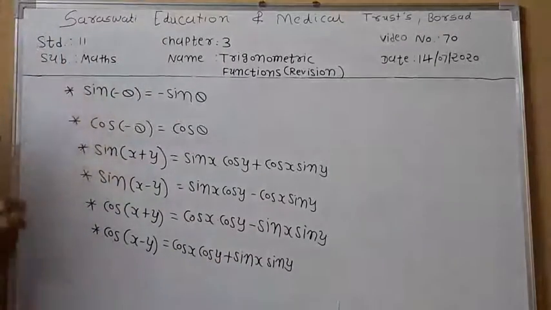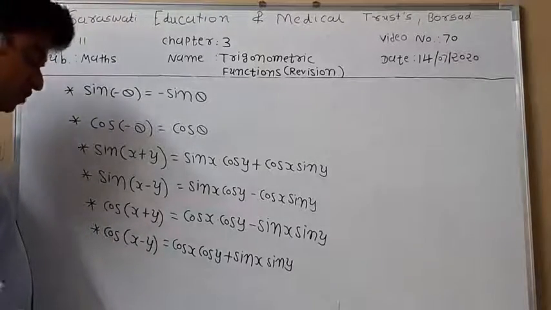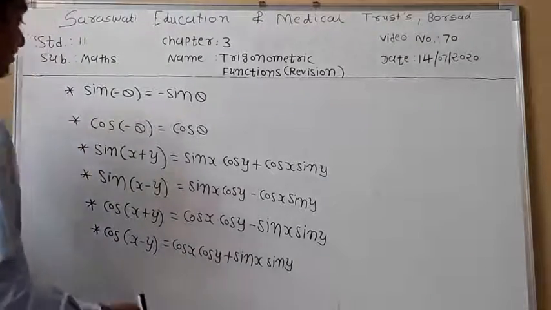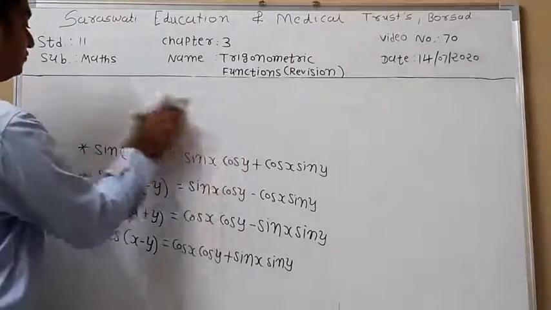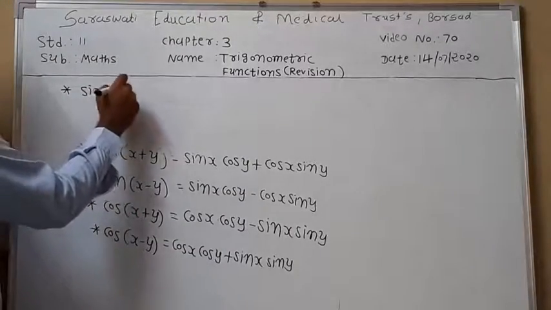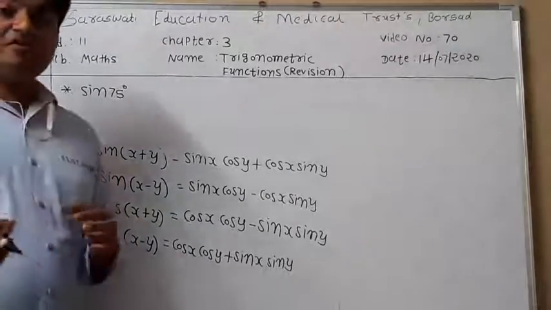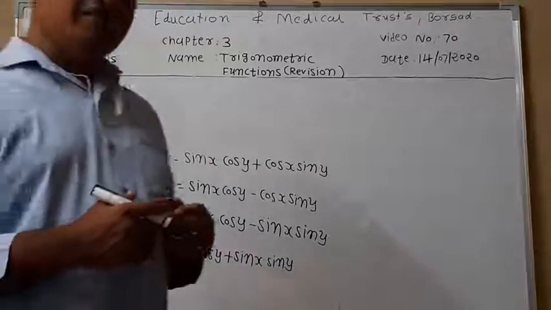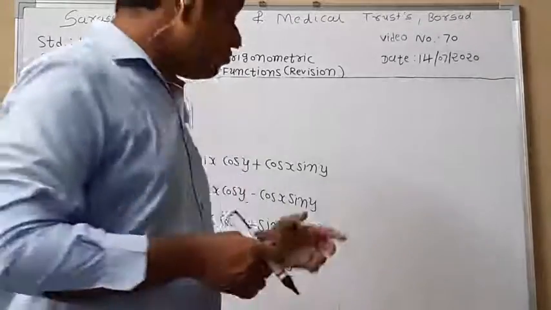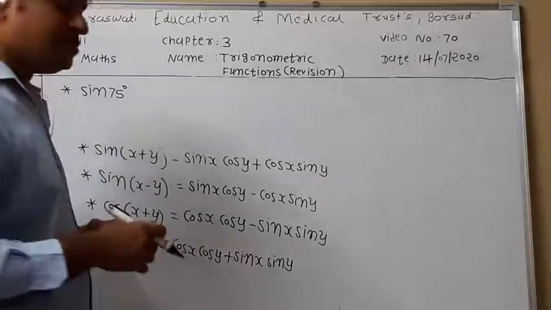Clear? Now using these formulas, let us discuss some examples. Suppose we have to find the value of sin 75 degree. How can we find it? In the trigonometry table, the values of sin 30, sin 45, sin 60, sin 90 are present, but the value of sin 75 degree is not present. So how can we find the value of sin 75 degree?